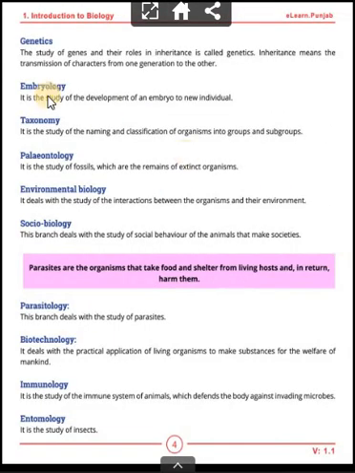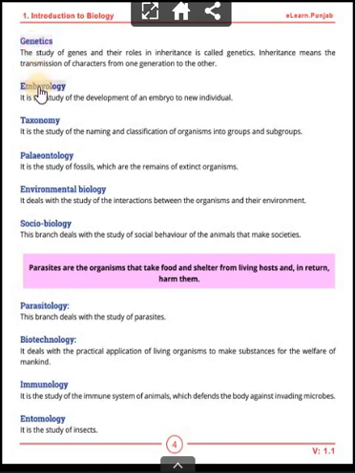The next branch is genetics. The word genetics is obviously derived from the word genes, and genes have a special role in the inheritance of organisms, like how the transmission of characters takes place from one generation to the other, from parents to offspring, how the characters are transferred and what things are included in them. All this can be studied in detail in a branch called genetics.